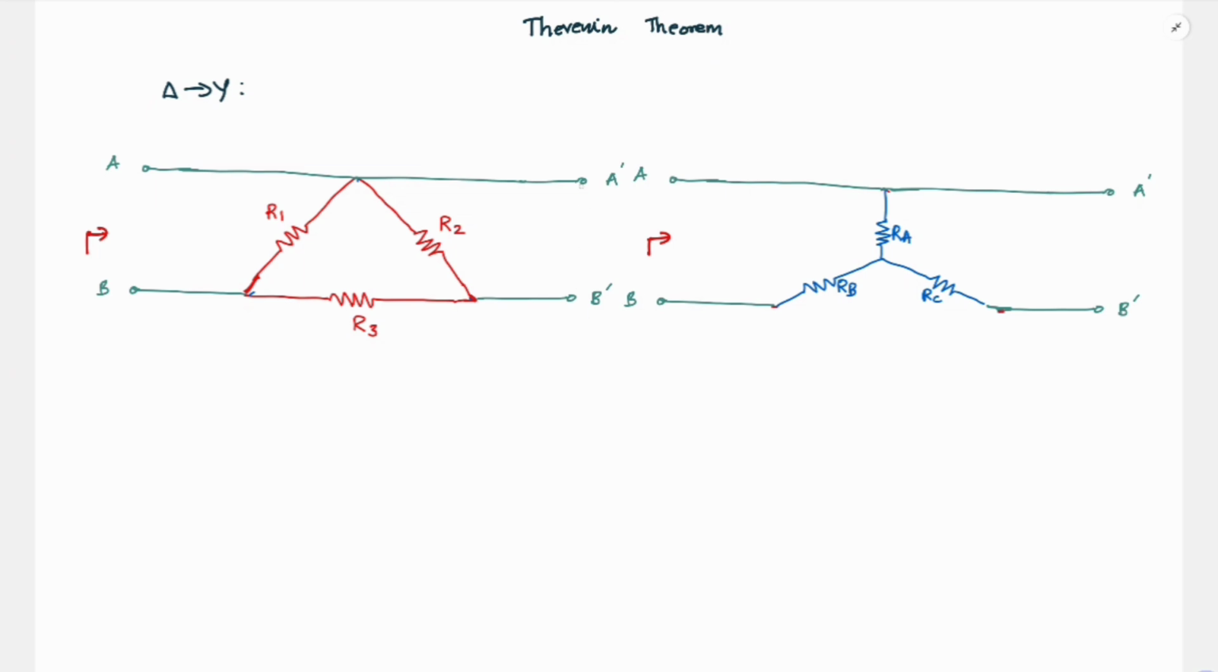If you notice, I'm opening A bar and B bar. Here also it is open. Once it is open, R2 directly comes in parallel with R3. So this look-in impedance is R1 in parallel with R2 plus R3, which is R1 times R2 plus R3 divided by R1 plus R2 plus R3. This is equal to, on this side, since this is open, RC will not come into the picture. The look-in impedance is just RA plus RB.